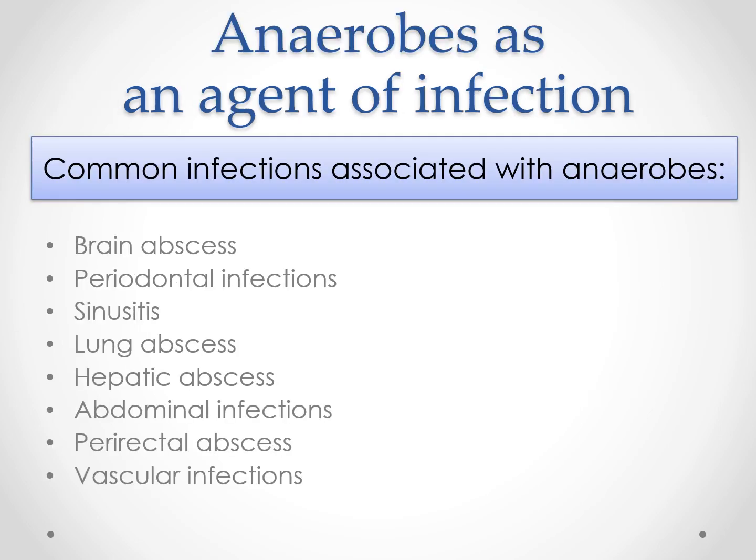There's a number of common infections that are associated with anaerobes, and that would include things such as brain abscesses, periodontal infections, sinusitis, lung abscesses, liver abscesses, abdominal infections, perirectal abscesses, and vascular infections. Those are all common sites for getting anaerobic infections.